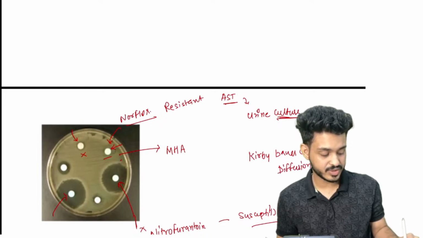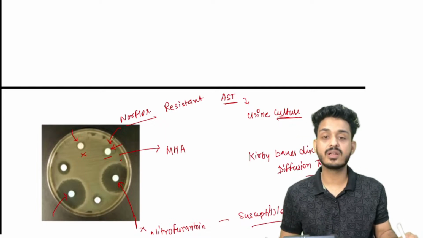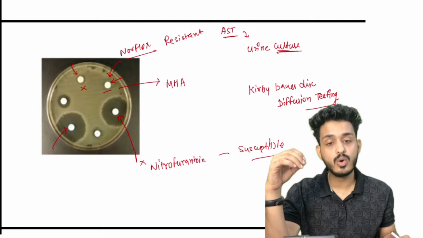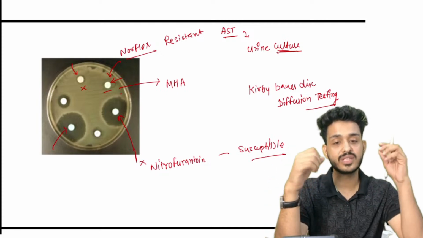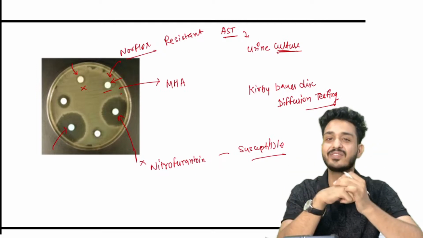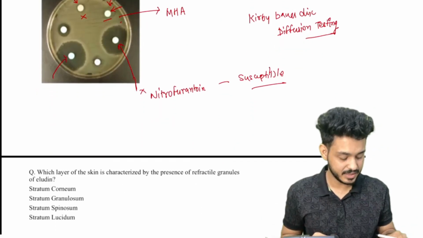So 2-3 questions you have to remember from this particular slide. Which kind of agar are we using? The agar that we are using is Mueller-Hinton agar. And the name of the test will be Kirby-Bauer disc diffusion testing. Okay, so this is the thing, right?